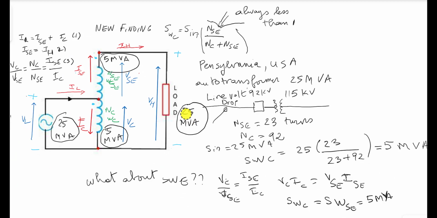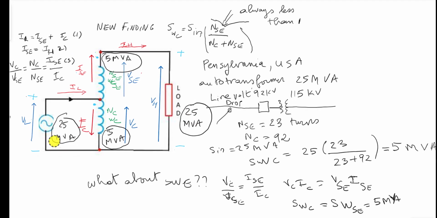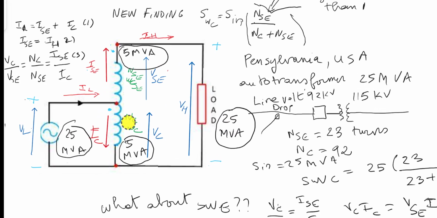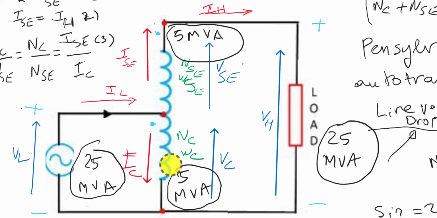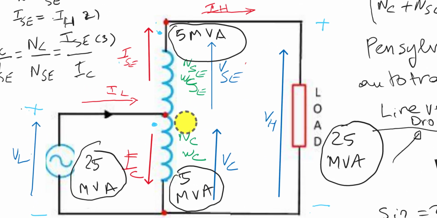The load is asking for 25 MVA, the input is providing 25 MVA, so magically something is happening. It's only 5 MVA flowing through the winding of the common and the winding of the series. This is incredible. This is magic. No machine works like that in AC power. So what happened? How can you explain that? We are going to find out in the next upcoming episode. Where are the 20 MVA not flowing here? How can 25 MVA appear in the output?